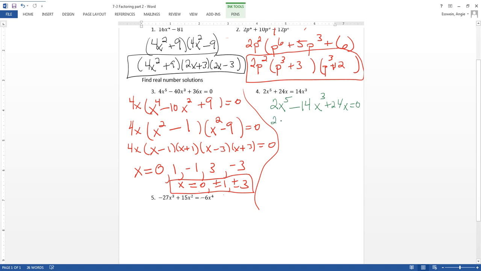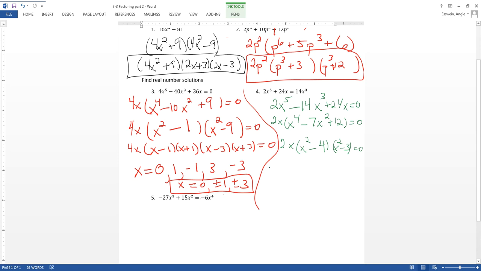So we take that out, and what's left over is x to the 4 minus 7x squared plus 12. And now we can just do a diamond problem for this, 2x, and we have the square root of x to the 4 is x squared, so x squared and x squared, what multiplies to 12 and adds to -7, -4, and -3.